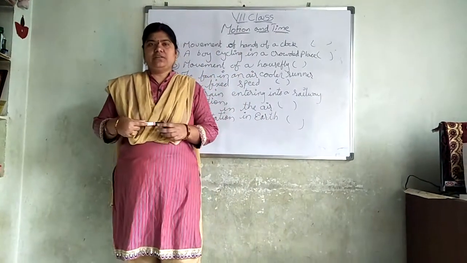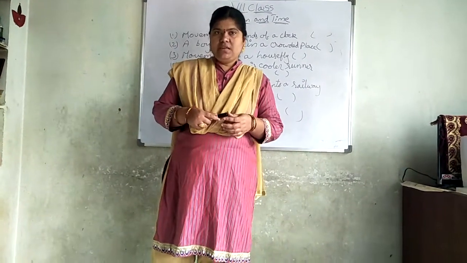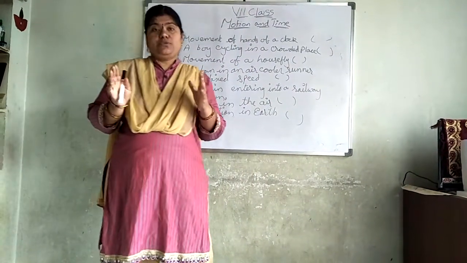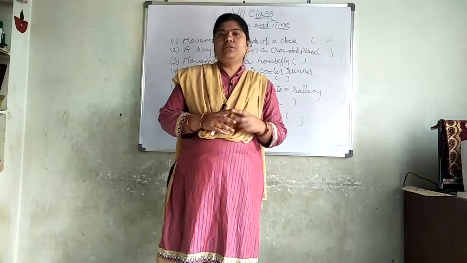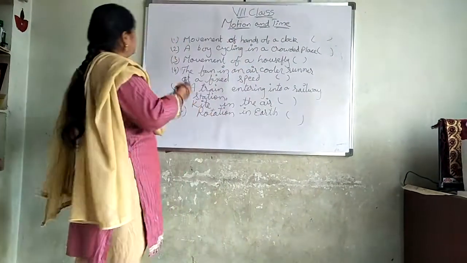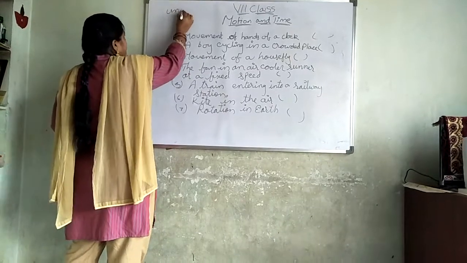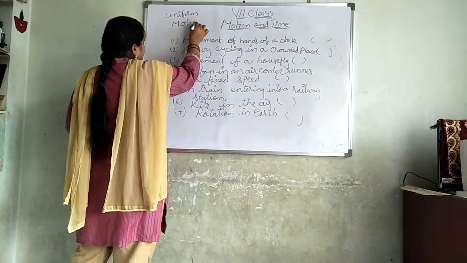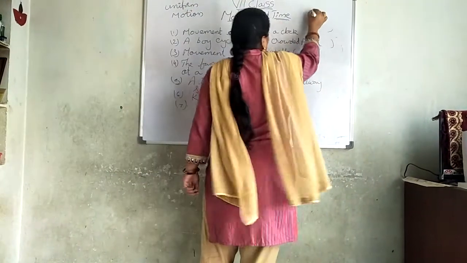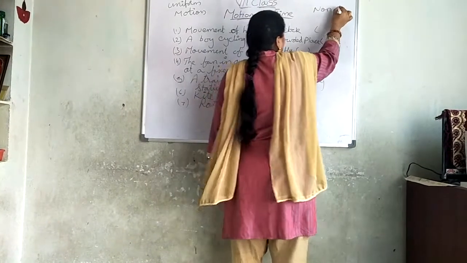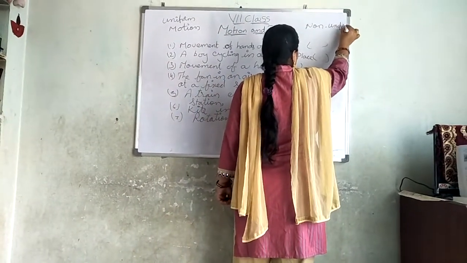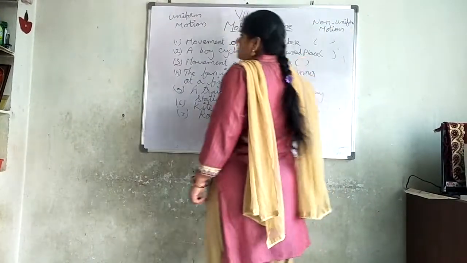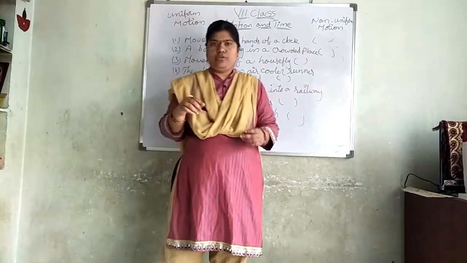Children, we are going on with our motion and time lesson. Yesterday itself I told you that we have 7 types of motions. Yesterday the two very important ones we discussed are uniform motion and non-uniform motion. One is uniform motion, the other one is non-uniform motion.